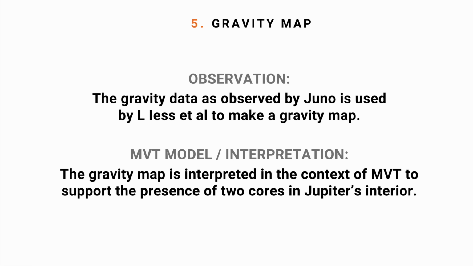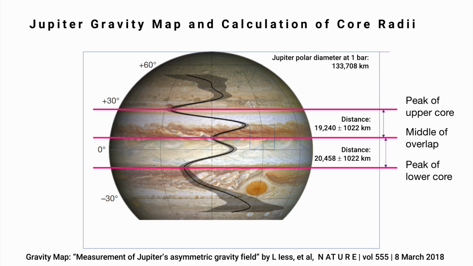So another observation is the gravity map that came out of data from Juno. East et al. with their team made a gravity map. And another team, this is the gravity map. And the Mass Vortex Theory interprets the gravity map to show us that there are two cores in Jupiter's interior. So this map is in the background, and then I applied the rose-colored lines on top to indicate the peak of the lower core, the peak of the upper core, and the middle where the overlap happens.